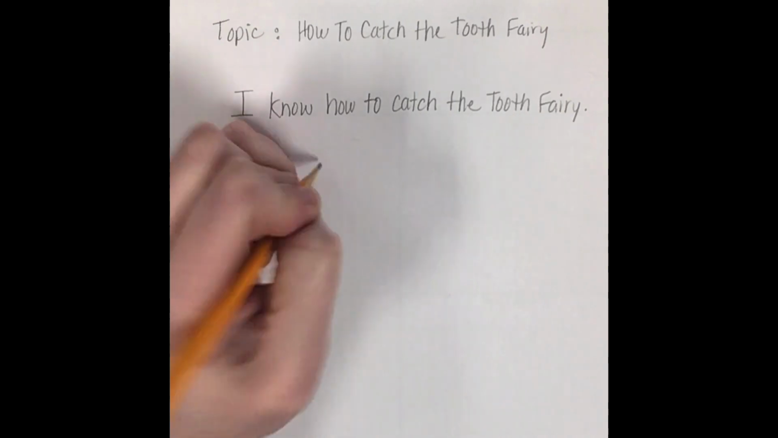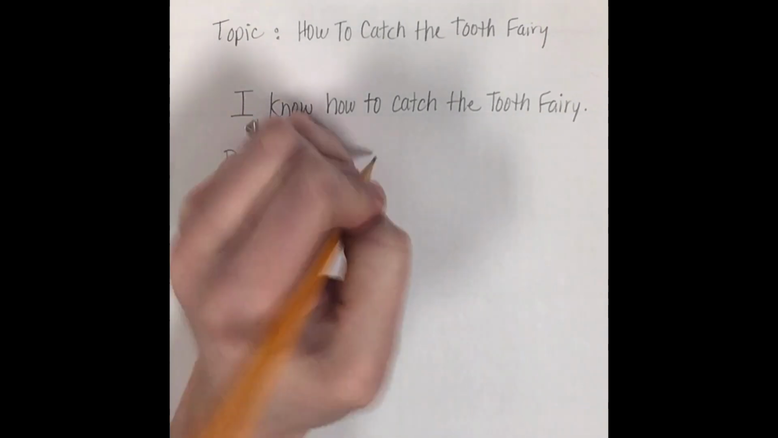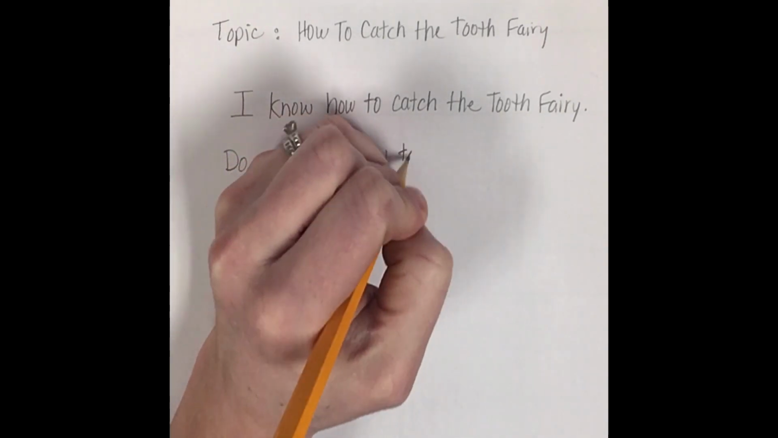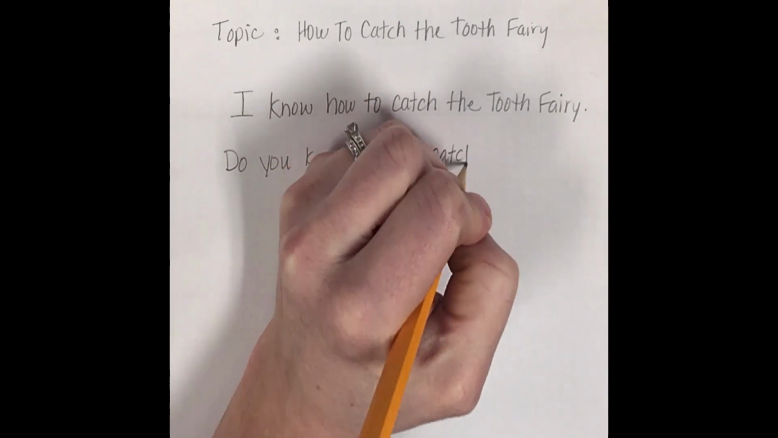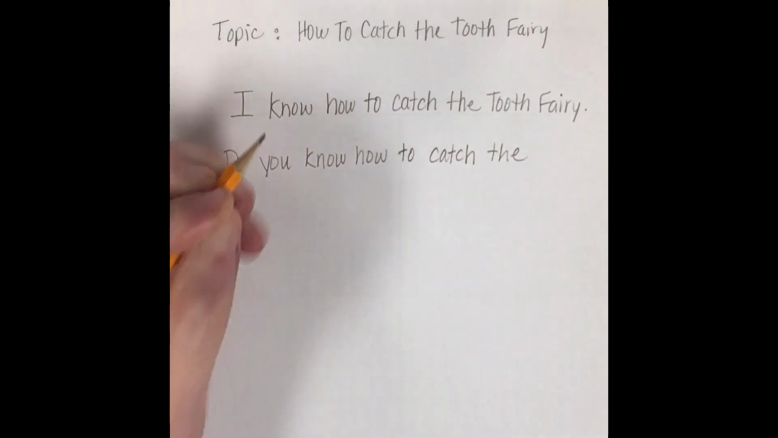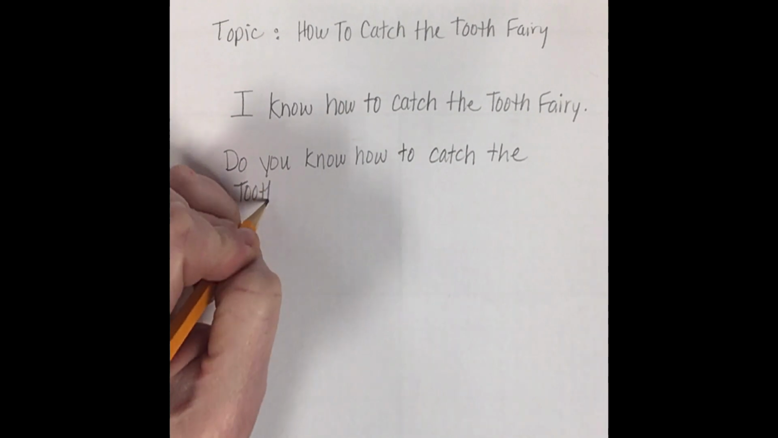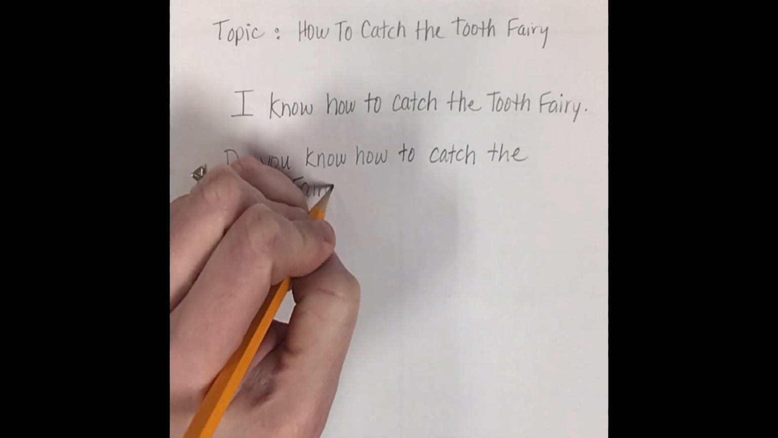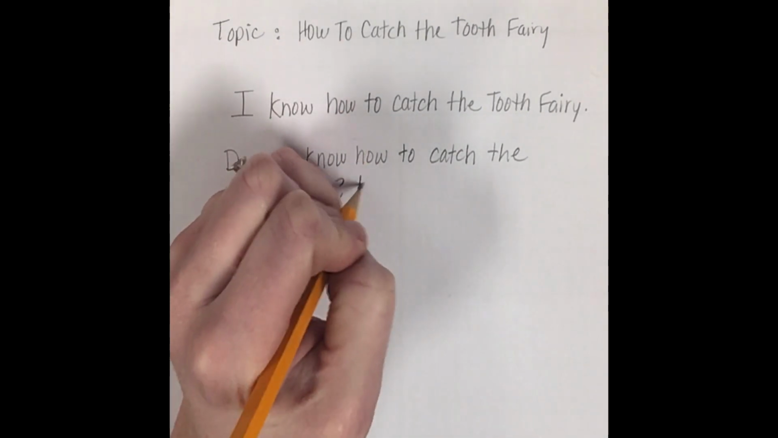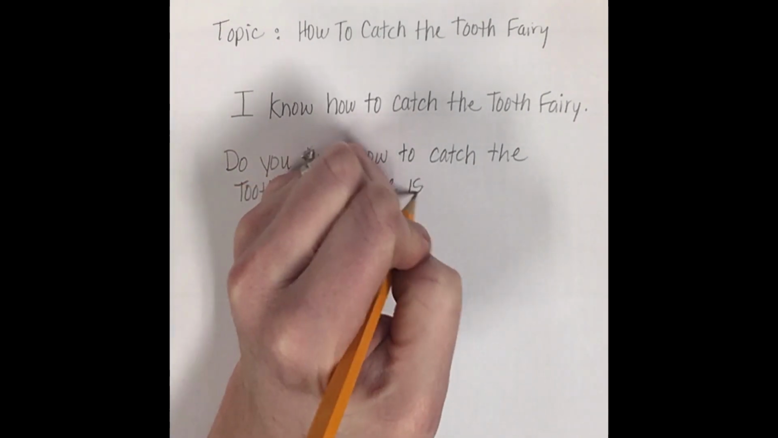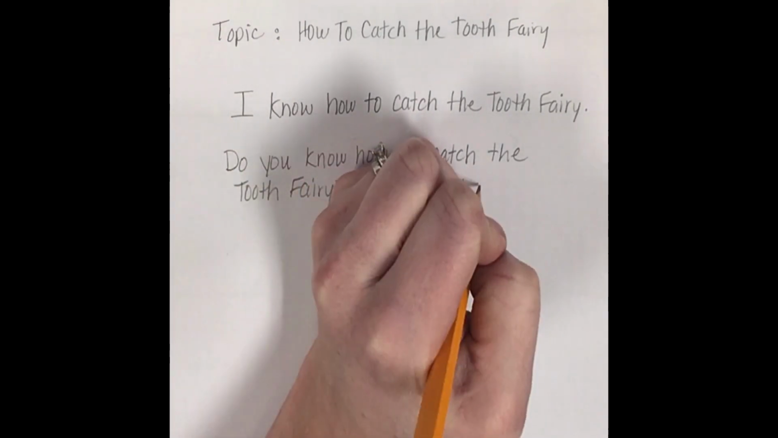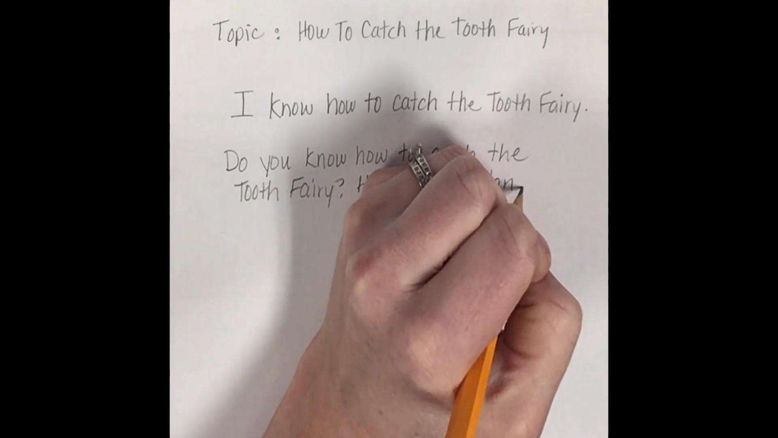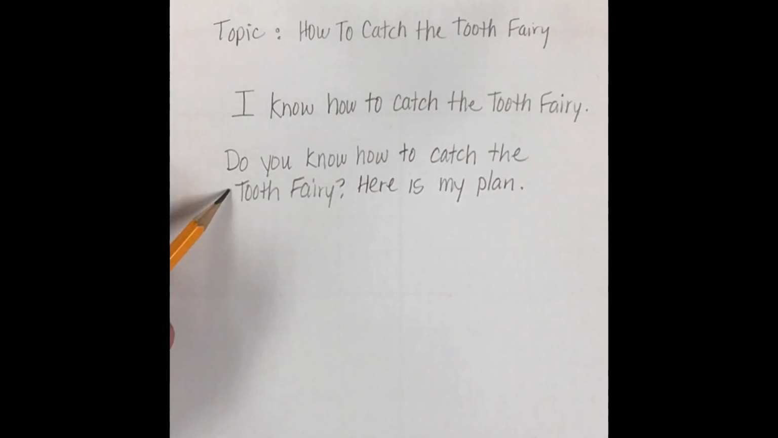Now I'm going to ask a question. Do you know how to catch the tooth fairy? I'm going to end that sentence with a question mark because I'm asking the reader a question. Here is my plan. So for this topic sentence, I actually have 2 sentences. Do you know how to catch the tooth fairy?